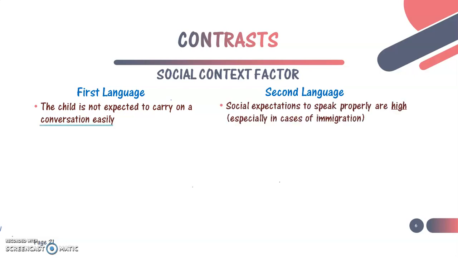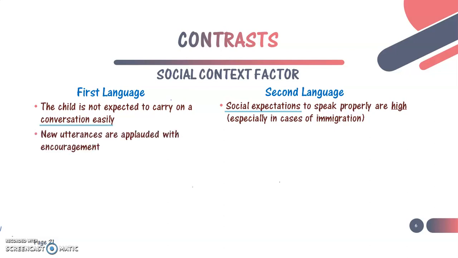However, when it comes to whether it's an adult learner or a young learner, there are social expectations in their environment to speak properly. And especially in immigration, these expectations are very high. Other contexts might be at school for certain second language taught subjects. For example, in Lebanon, that would be science and math in most schools. And if they're older, it might be in the workplace if they're not immigrants.